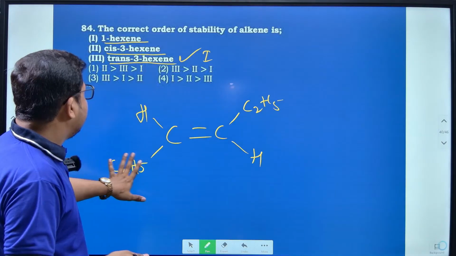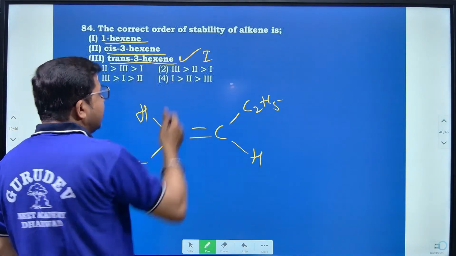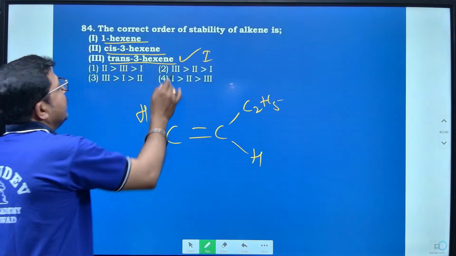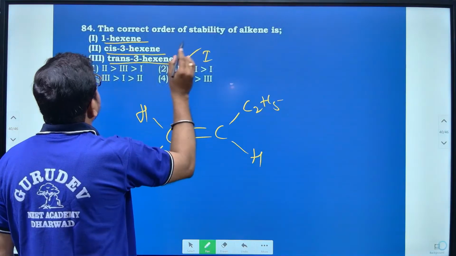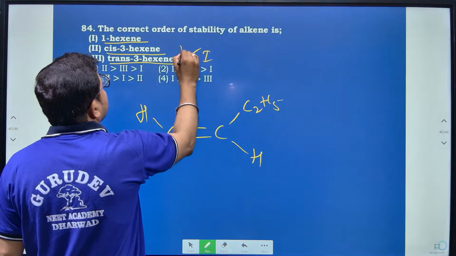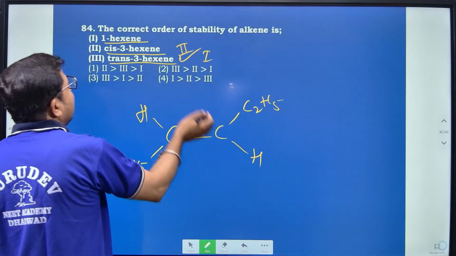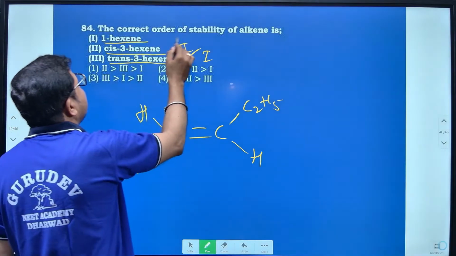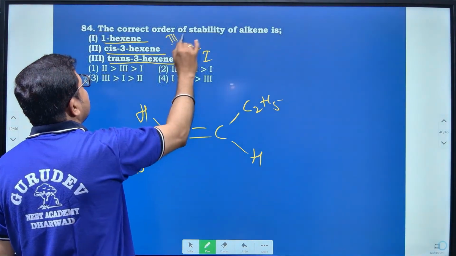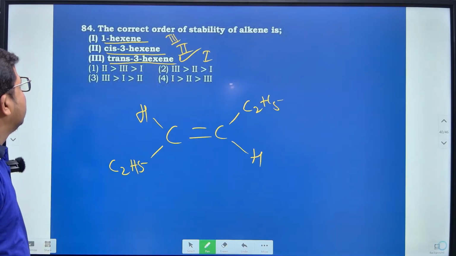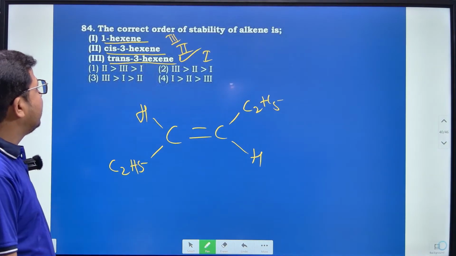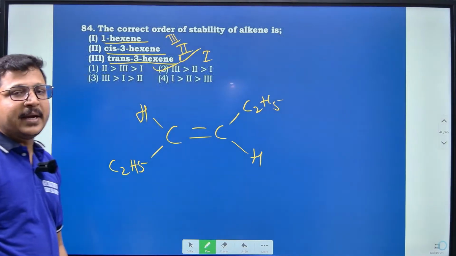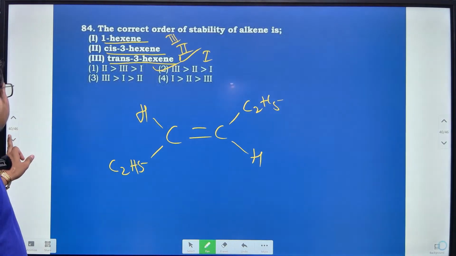Due to that reason, there is a repulsion that takes place. Due to that reason, this cis 3-hexene is less stable as compared to this one, and the least stable is 1-hexene. This comes in third position. Therefore, the stability order will be as follows: 3, 2, 1. The stability order will be 3, 2, 1. Therefore, option number 2 is the right answer for the 84th question.